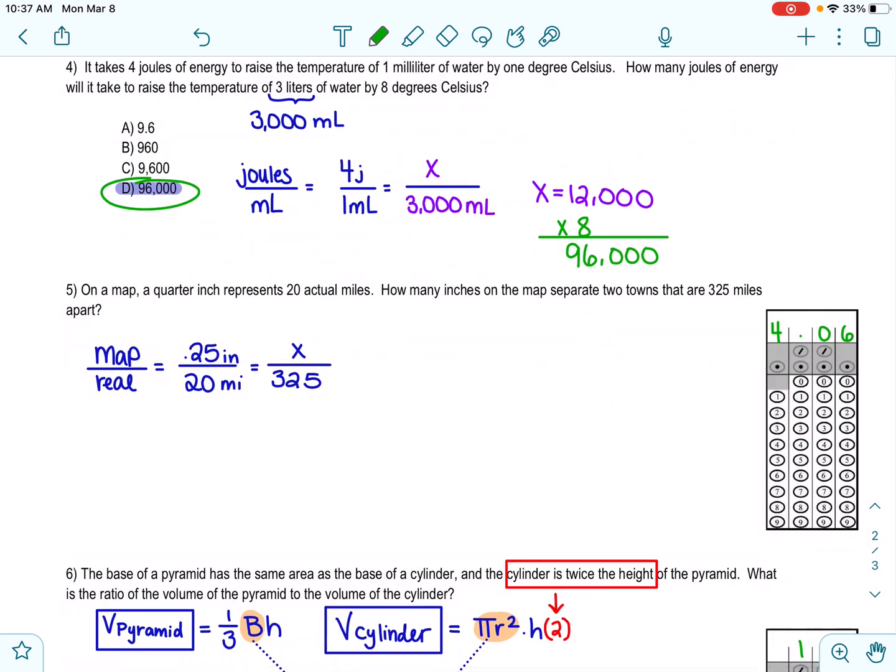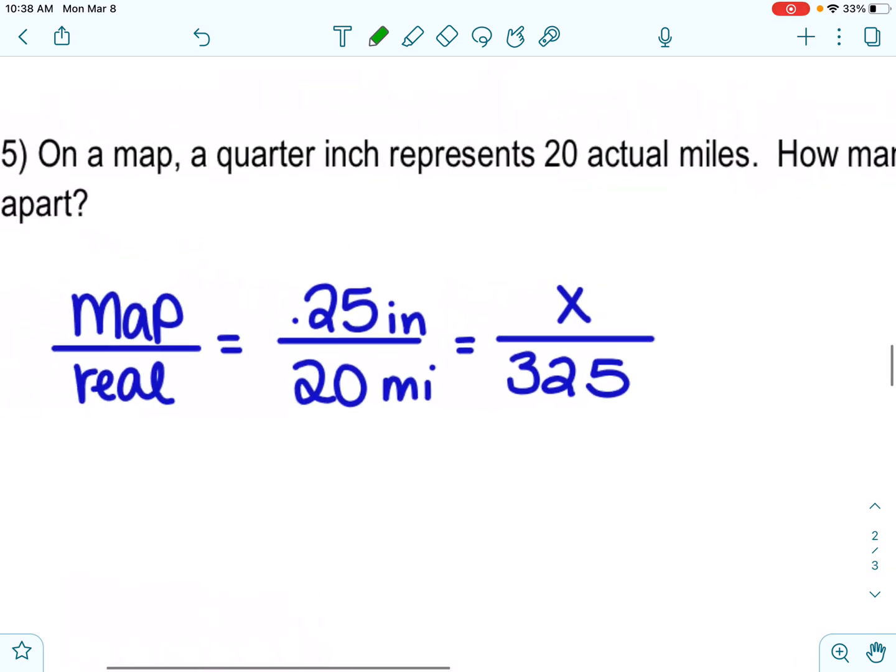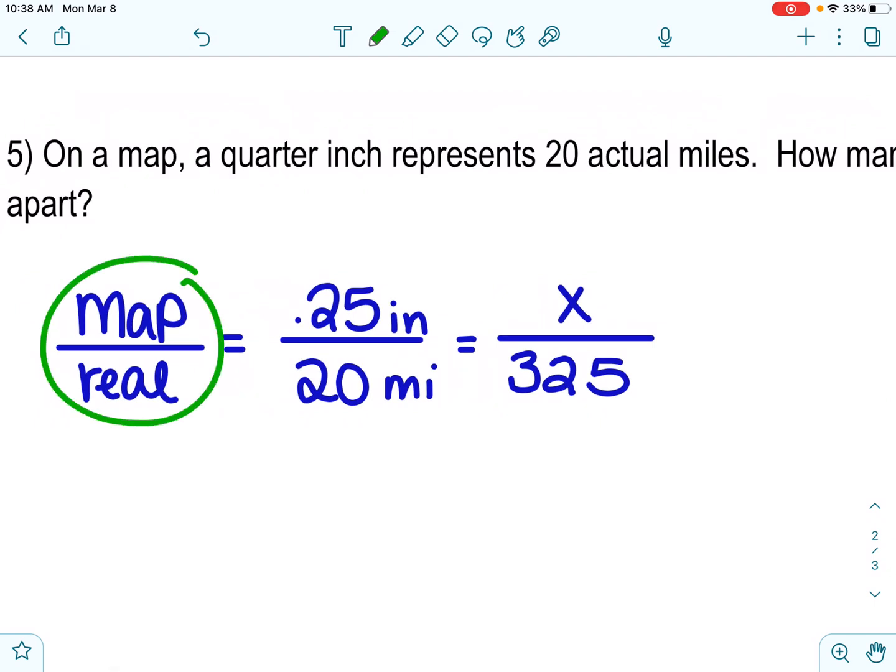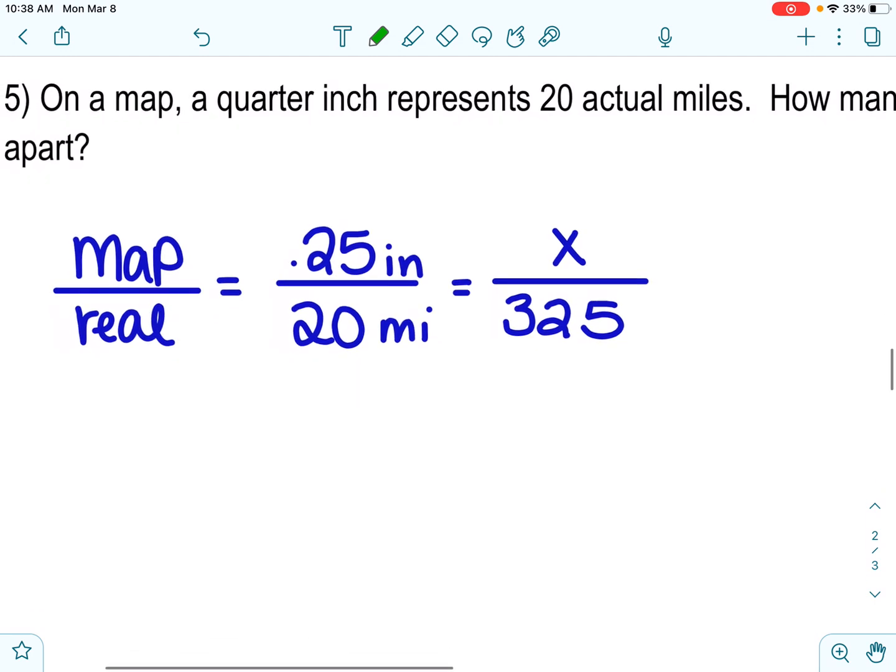All right, next problem. We got 2 more. On a map, a 1/4 inch represents 20 actual miles. How many inches on the map separate 2 towns that are 325 miles apart? So you can see here I set up a proportion. I like to write it out in words so I remember what to put where. The map is 0.25 inches is 20 miles. And then we want to know how many inches would be 325.